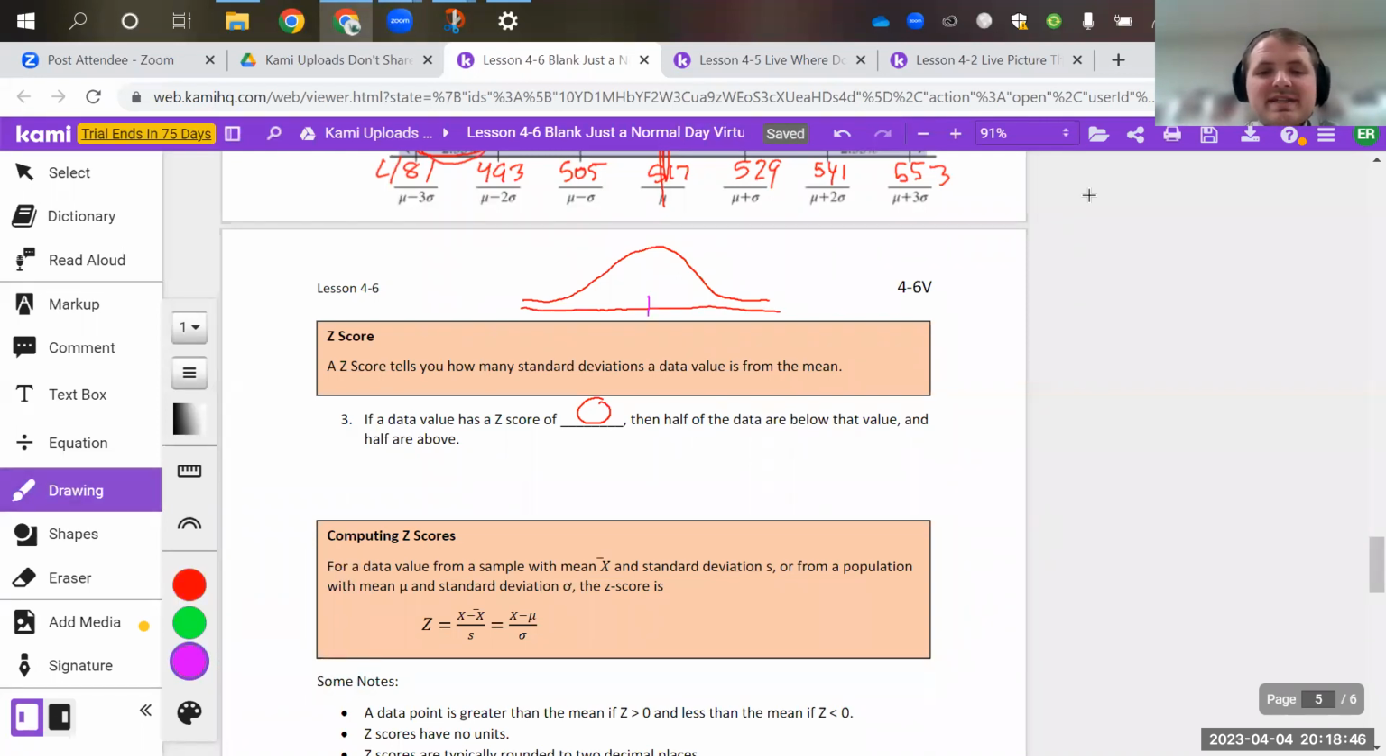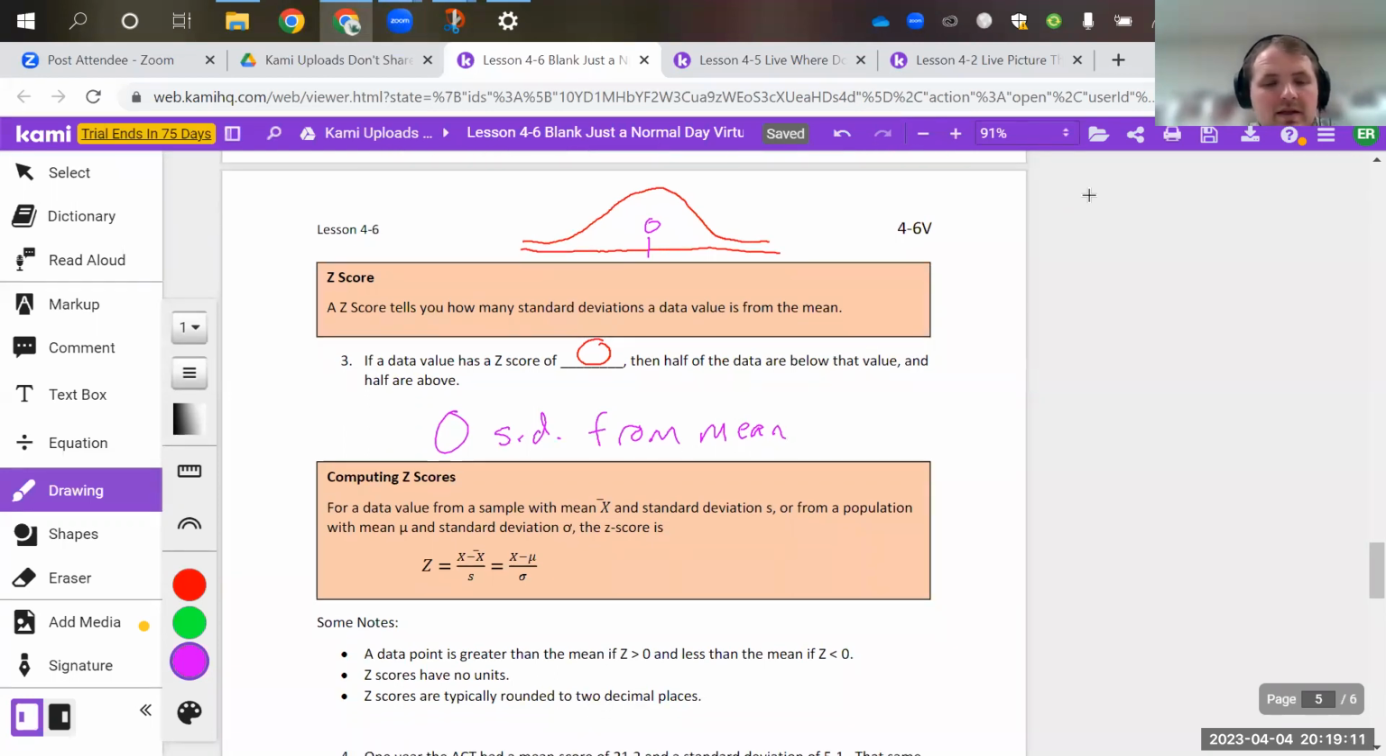So if we're looking at specific z-scores, this would be 0. Okay, 0 is going to be that perfect middle right there. So when we actually calculate it, 0 would be 0 standard deviations from the mean, if you're perfectly at the center there. Okay, so a lot of different ways you can think about it.